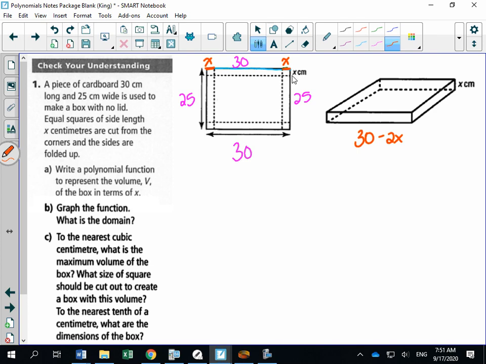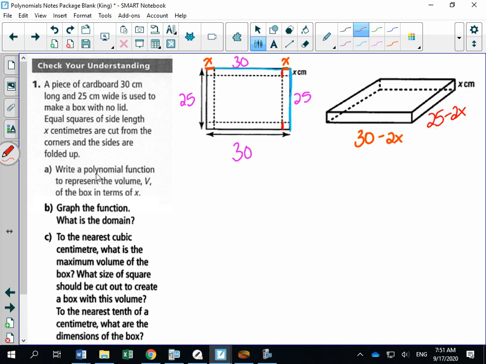Okay, this guy here, it's 25, right? So the entire distance is 25. And then we're going to do the same thing. We're going to cut out a side length X from this. So that new distance is going to be 25 minus 2X. So this is going to be our new lid. So 30 minus 2X and 25 minus 2X.